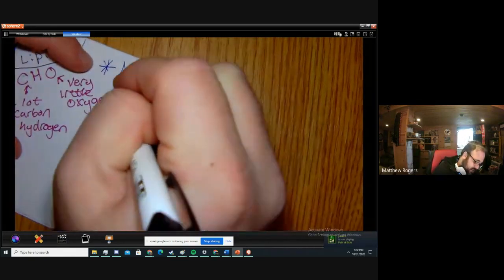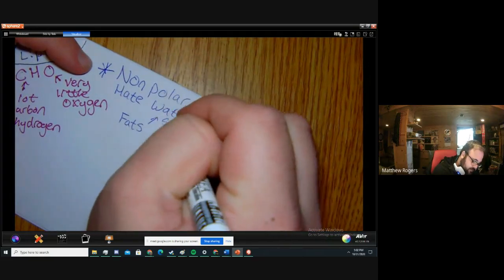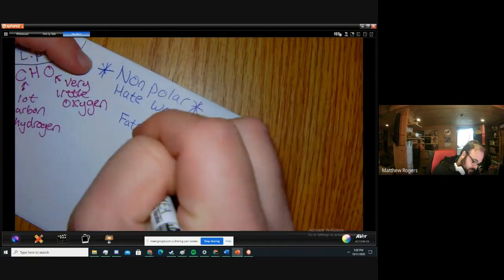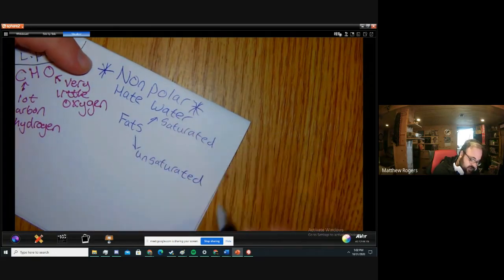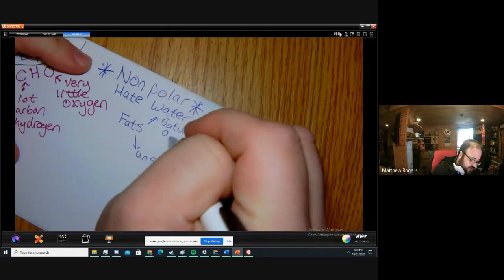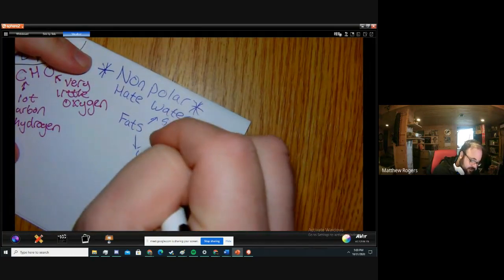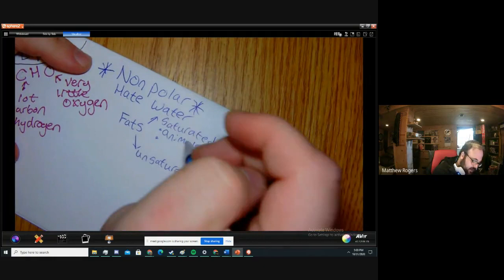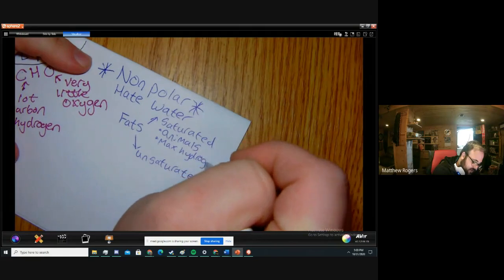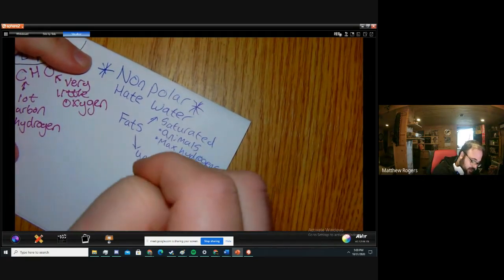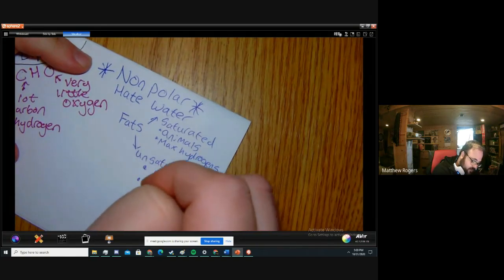Okay, so let's give some other examples. We have fats, and fats can be saturated or unsaturated. We're not going to write trans fats on here. Saturated is animal, or they come from animals, or they're in animals, either way you want to look at it. Also they have max hydrogen, so they don't have any double bonds. They have as many hydrogens as possible. Unsaturated are plants, and they have double bonds.